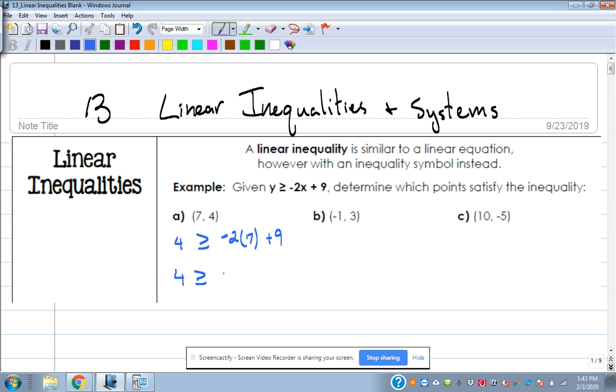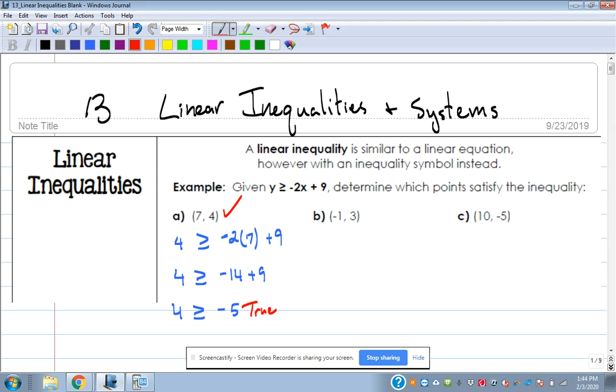And we're going to work out the side that has work to do on it. So that's negative 14 plus 9. So is 4 greater than or equal to negative 5? Is that true or false? Yeah, it's greater than, right? So that's true. This one checks, it works. So that's going to be an ordered pair that satisfies that.